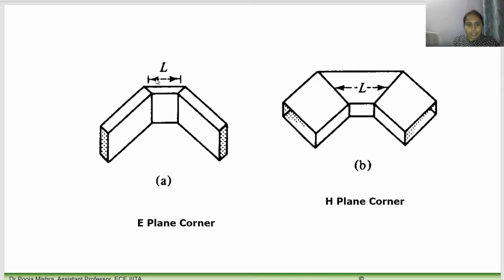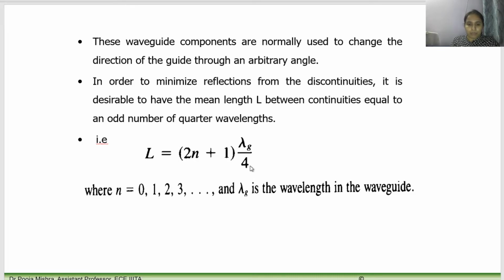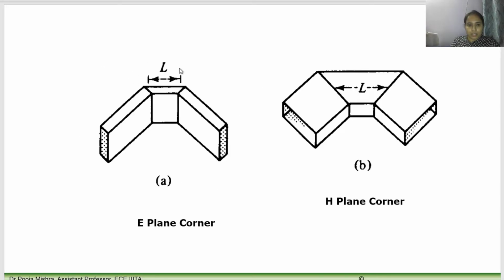This length L is chosen such that its length is an odd multiple of lambda by 4, which is a quarter wavelength. Why are we doing this? It will minimize the reflections from the discontinuity, and the waves traveling in both directions will have a path difference of lambda by 2, so they will cancel out each other if we make this length an odd multiple of lambda g by 4. This will avoid the reflection, because for the waves traveling in this direction and this direction, the path difference will be lambda g by 2. So the phase difference, 2 pi by lambda g times lambda g by 2, will be pi.